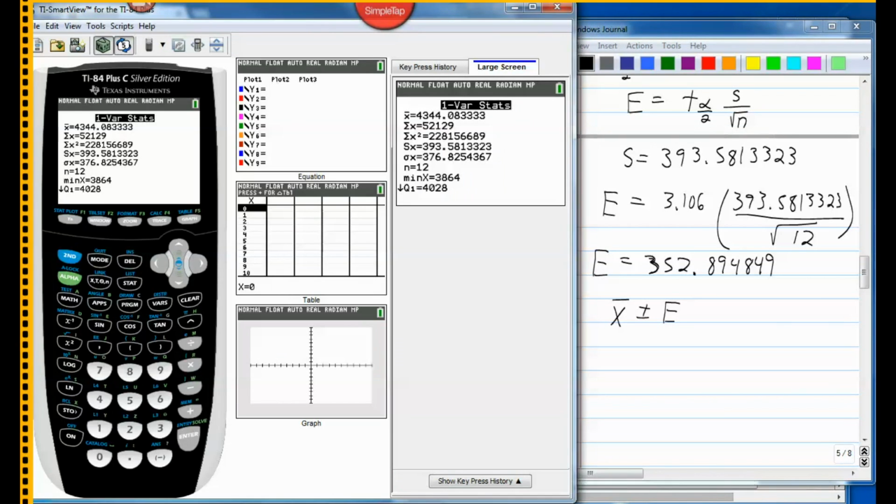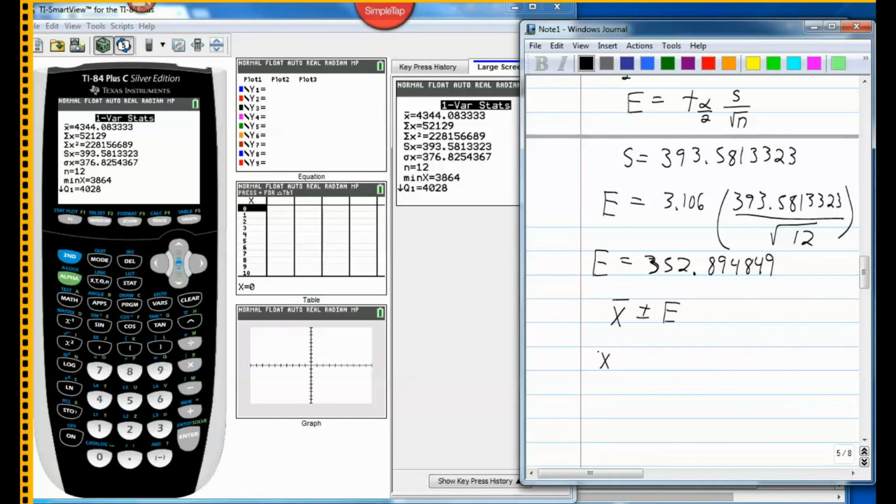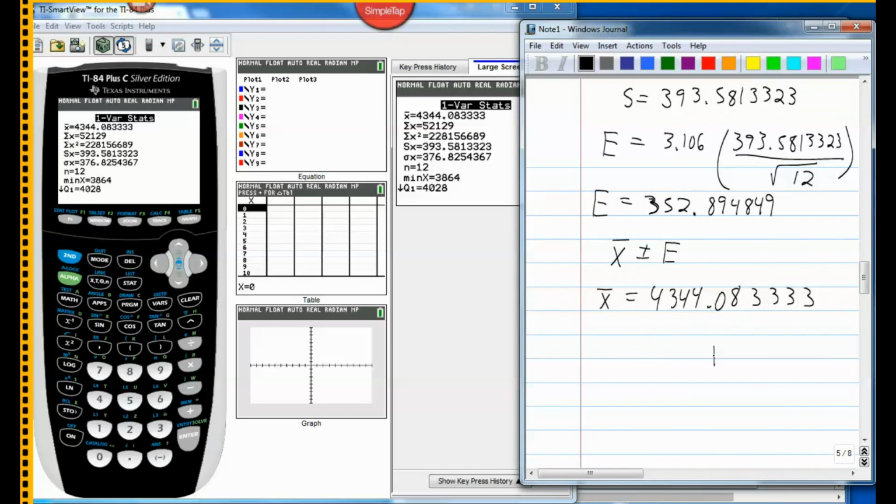Luckily, I didn't close my calculator. X bar, there's the mean right there. X bar is 4344.083333. All right, so I'm going to take X bar and add the margin of error, and X bar and subtract the margin of error, and that will give me my confidence interval. Okay, so X bar, this value right here.